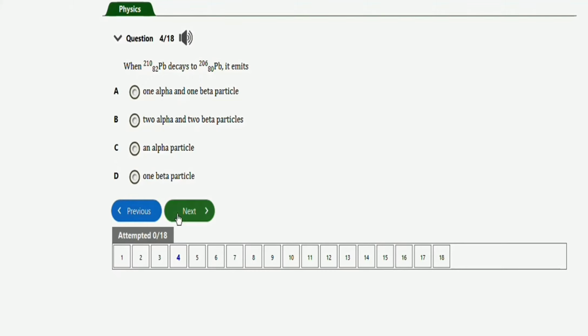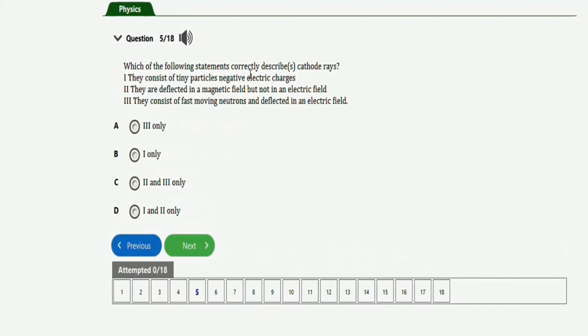The next repeated question is this one. It says, which of the following statements correctly describes cathode rays? I: They consist of tiny particles with negative electric charges. II: They are deflected in a magnetic field but not in an electric field. III: They consist of fast moving neutrons and are deflected in an electric field. So the right option is option B, I only. That's the correct one there. The next question will be this one.